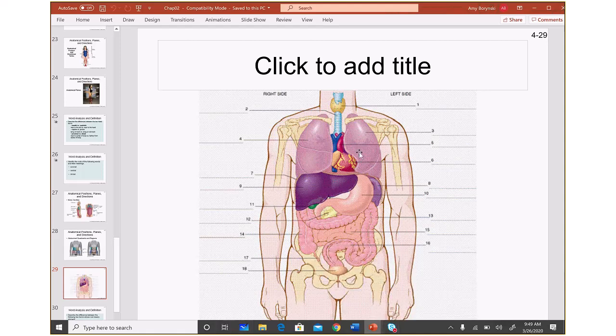All right, so we'll start at the top, and we're going to talk more specifically as we get into different body systems in a couple weeks. But all right, this number 1 is kind of in the neck.